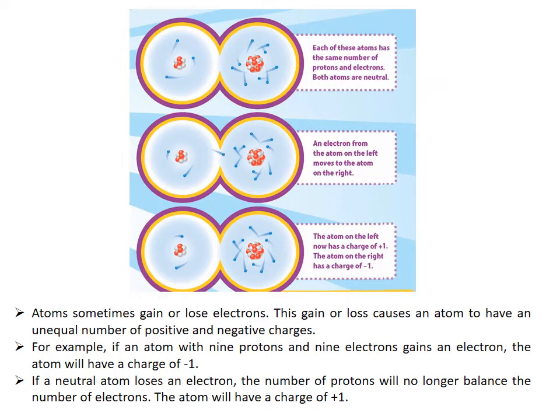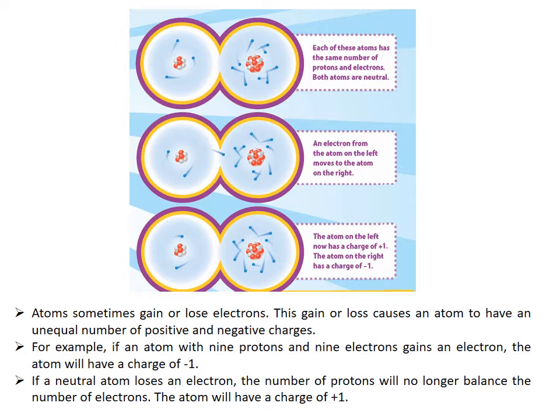Now, let's look at this picture. Each of these atoms has the same number of protons and electrons, so both atoms are neutral. But an electron from the atom on the left moves to the atom on the right. So the atom on the left now has a charge of +1 and the atom on the right has a charge of -1. Atoms sometimes gain or lose electrons.